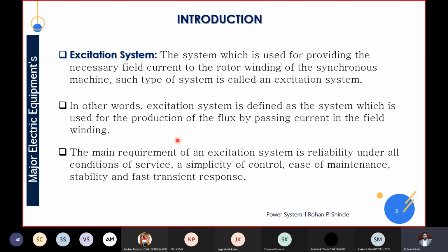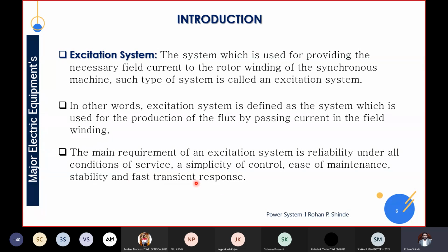The main requirement of an excitation system is reliability under all conditions of service. Also, it is used for controlling purposes, and it is easy to maintain. This excitation system has stability, and it also has a fast transient response. That means all these are the characteristics of our excitation system.